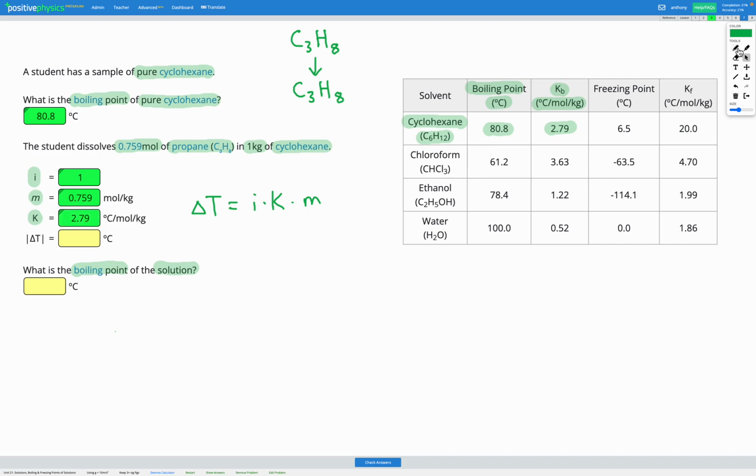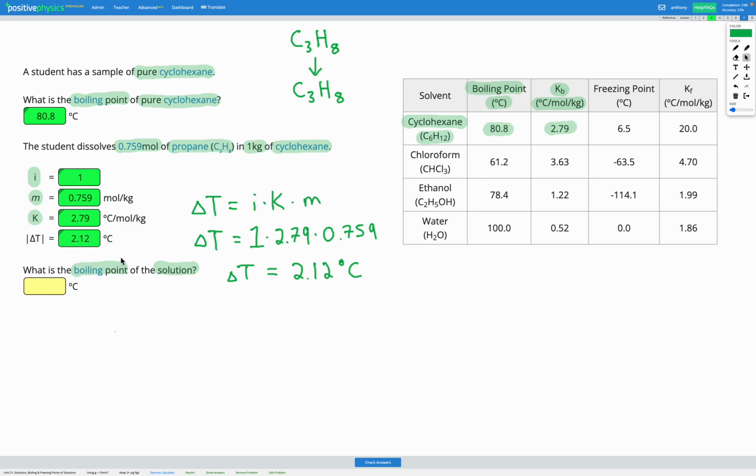And finally, we can put all that into our equation, which is the same as last time. To find our change in temperature, it's going to be i, which was 1, multiplied by K, which is 2.79, multiplied by italicized m, which is the molality, moles per kilogram, which is 0.759. And if we put all that into our calculator, we're going to get out a temperature change of 2.12 degrees C. So let's test that here, 2.12. Awesome. Okay, so we know that our boiling point is going to change by 2.12 degrees C.